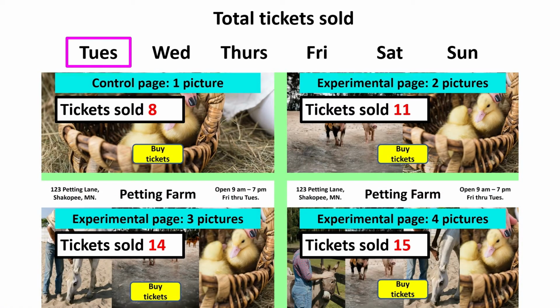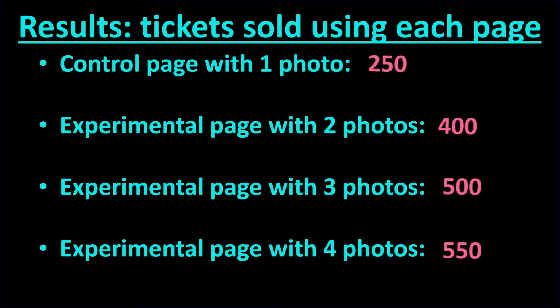For the next week, we run the experiment. The number of tickets sold is our dependent variable. Since the web pages look the same except for the number of photos, and since we are displaying them at the same time and on the same days, then any difference in the tickets sold should be due to the difference in the value of the independent variable, which is the number of photos per page. And here are the results.